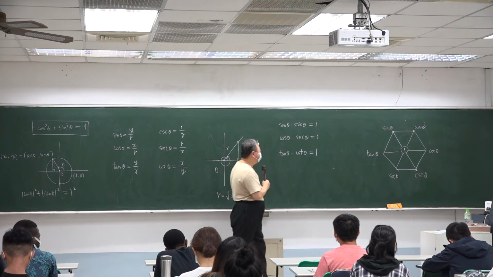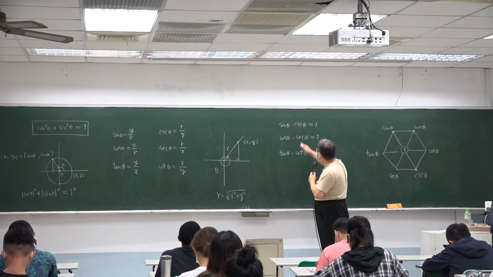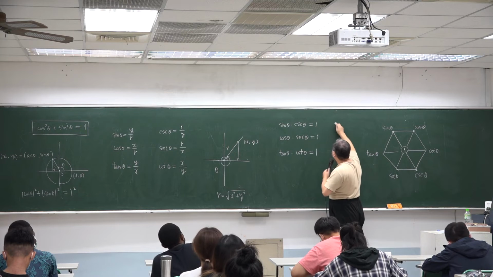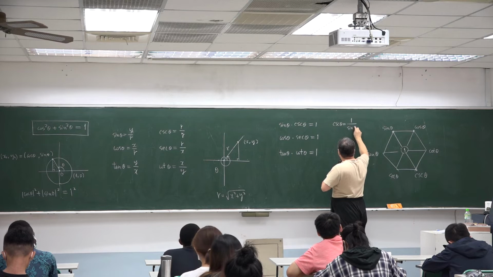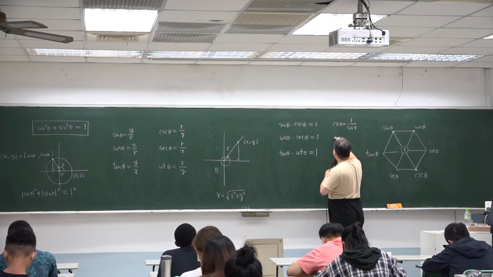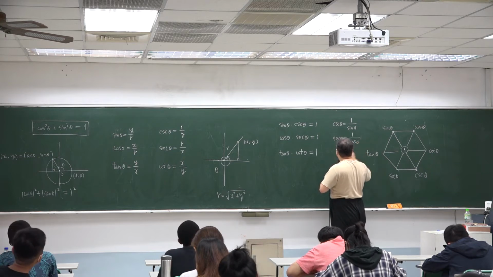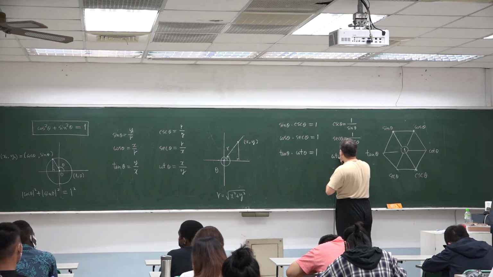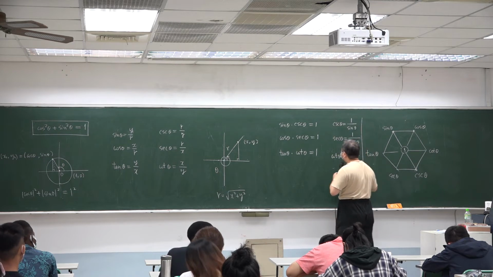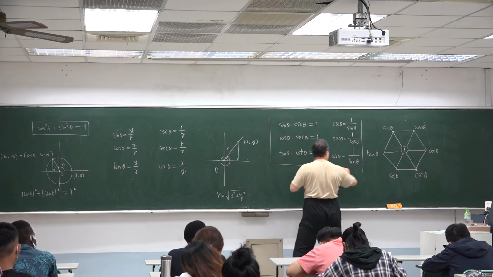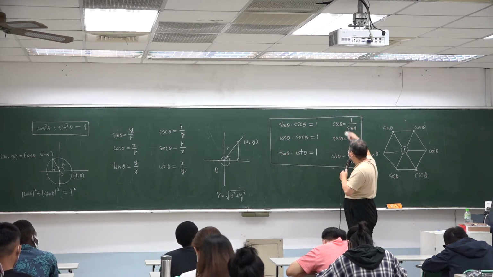Sometimes we call this a reciprocal relation, because this one is equivalent to cosecant theta equals the reciprocal of sine theta. And this equation is equivalent to secant theta equals 1 over cosine theta. And this one is equivalent to cotangent theta equals 1 over tangent theta. Okay? This is rule 1, called the product rule or reciprocal rule.